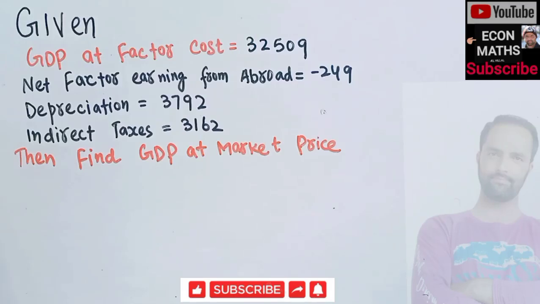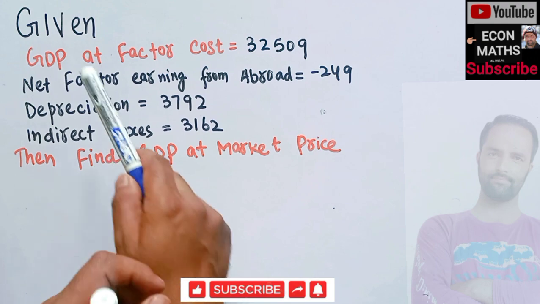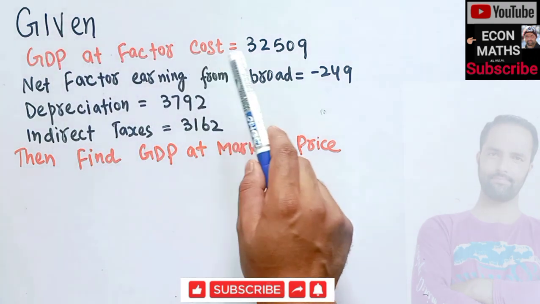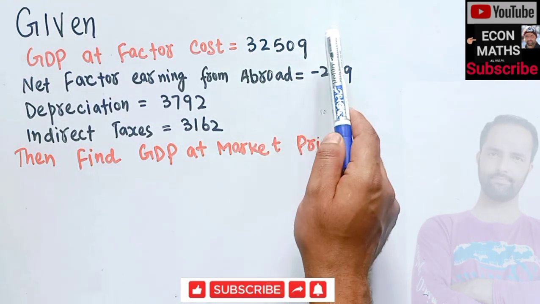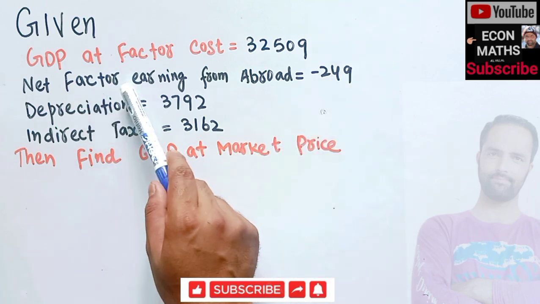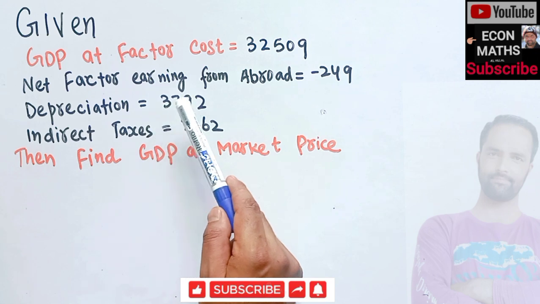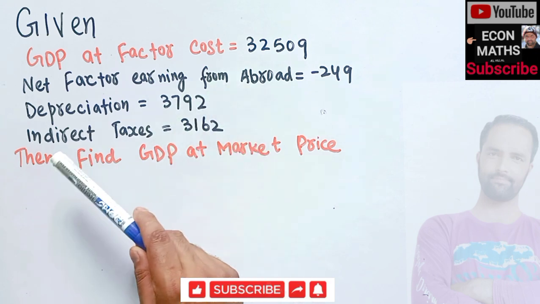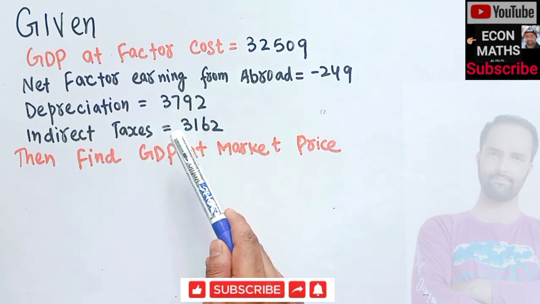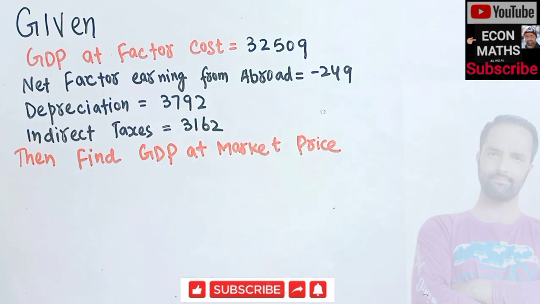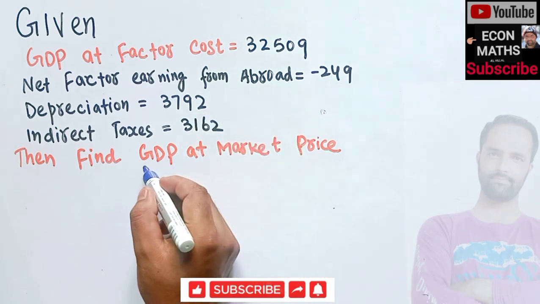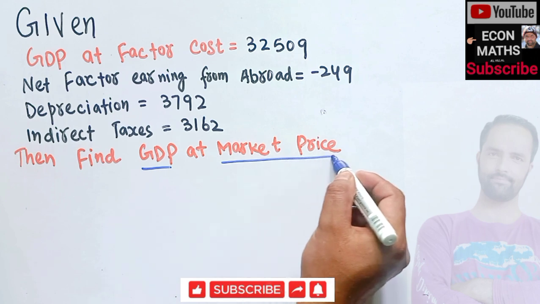Let us solve a question on the calculation of GDP at market price. The question is: given GDP at factor cost is 32,509, net factor earnings from abroad is minus 249, depreciation is 3,792, and indirect taxes is 3,162. We need to calculate the GDP at market price.